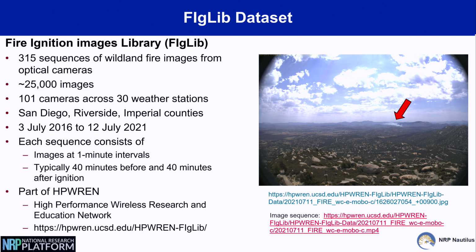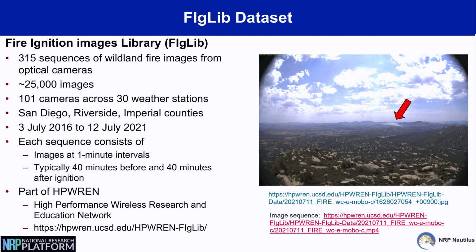So to develop and evaluate SmokeyNet, we use this data set called FigLib, and that stands for Fire Ignition Images Library. FigLib consists of 315 sequences of wildland fire images from cameras mounted on top of weather stations. This gives about 25,000 images, and they come from about 100 cameras that are sitting on top of about 30 weather stations. These weather stations are scattered throughout mostly San Diego County in the remote areas. Some of them are also in surrounding Riverside and Imperial counties as well.